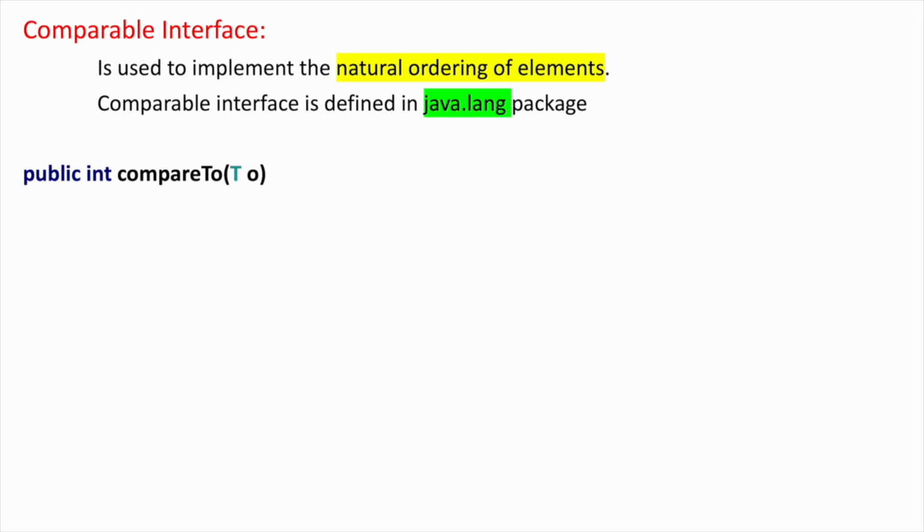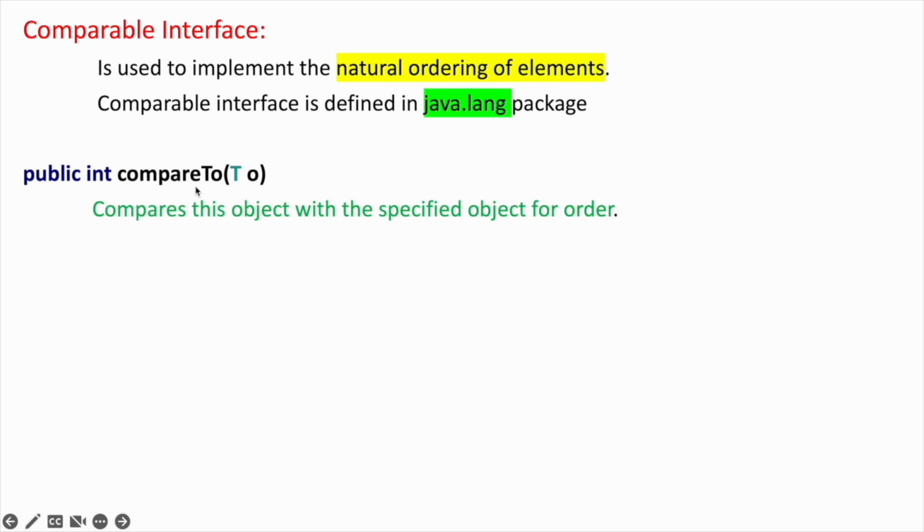This Comparable interface has only one method, that is the compareTo method. This method compares this object with the specified object for ordering. An example of compareTo is object1.compareTo(object2). Here object 1 is the newly planned element to add, and object 2 is the existing or specified element.